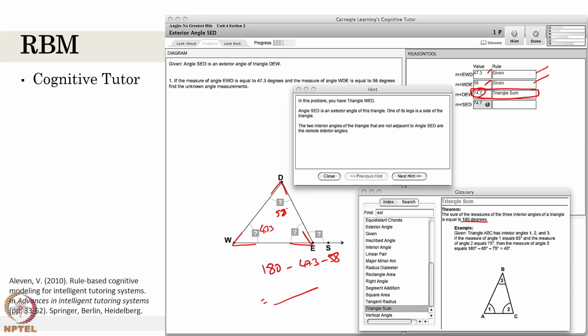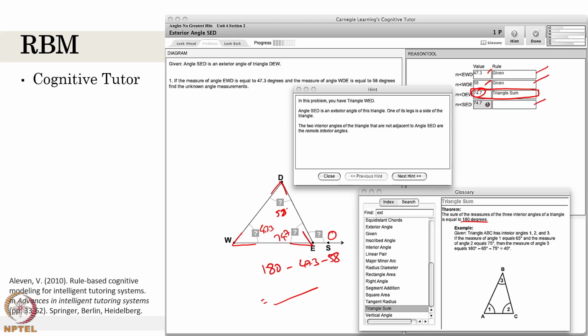Now you know this angle is 74.7. What is this angle? The next rule would come from a straight line. The sum of the angles will be 180. So 180 minus 74.7. That is the rule you have to enter. If you want a hint, you can click the hint. Then you get the next hint and you get the idea.